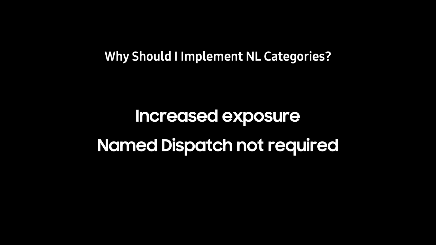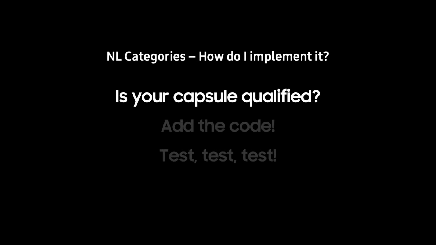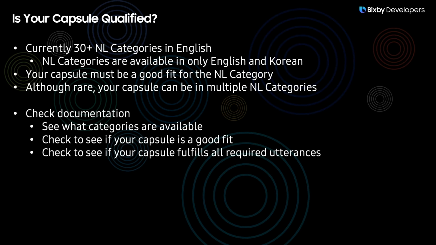To summarize, you should implement NL categories for increased exposure and first-party-like treatment due to no longer needing name dispatch to start your capsule. So the first question you'll have to answer is, is your capsule qualified? As of making this video, there are over 30 NL categories in English and 10 NL categories in Korean. First and foremost, your capsule has to be a good fit for that NL category, and that will be determined and screened by the capsule review team, and although rare, your capsule can be in multiple NL categories.